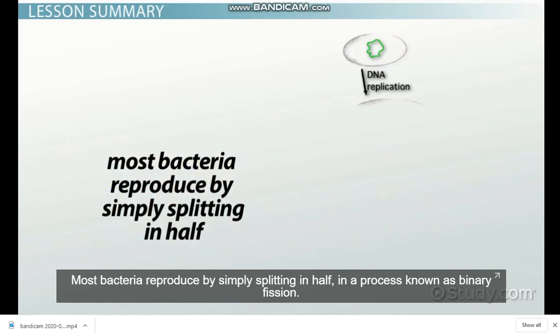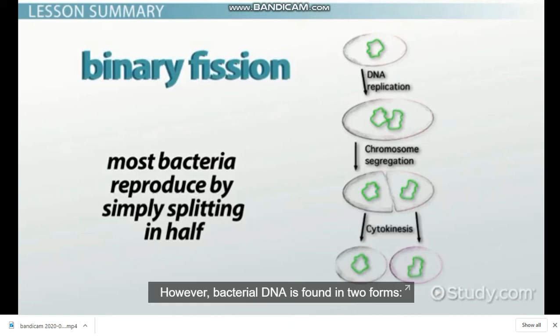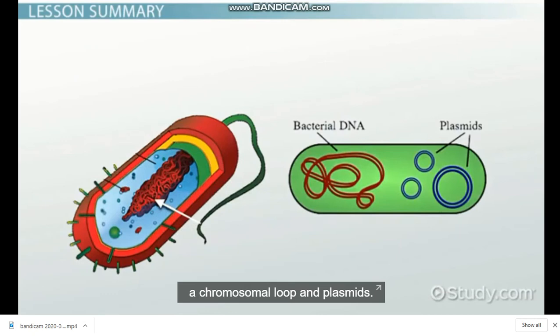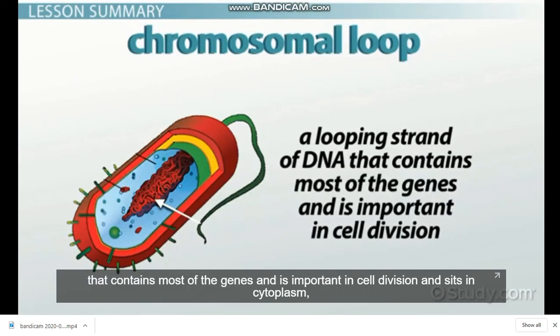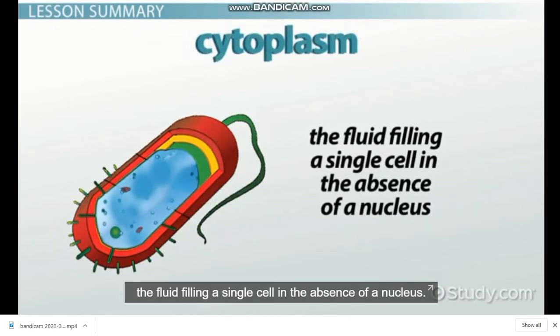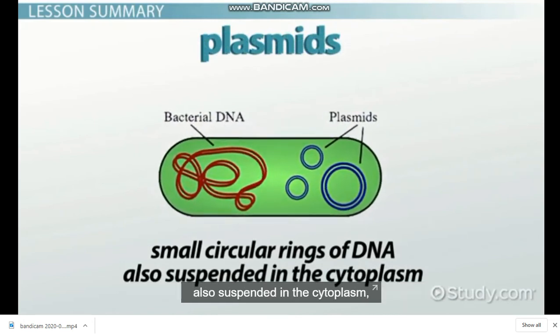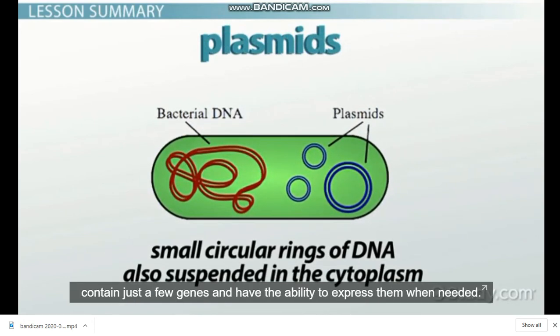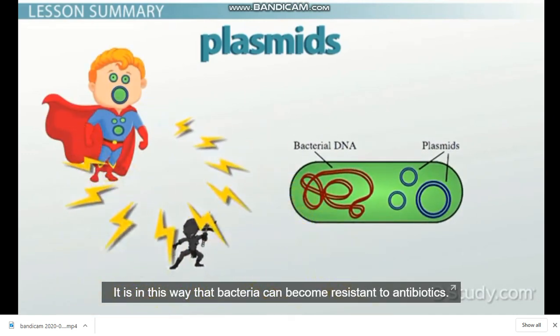Most bacteria reproduce by simply splitting in half, in a process known as binary fission. However, bacterial DNA is found in two forms, a chromosomal loop and plasmids. The chromosomal loop is a looping strand of DNA that contains most of the genes and is important in cell division and sits in cytoplasm, the fluid filling a single cell in the absence of a nucleus. The plasmids, which are small circular rings of DNA, also suspended in the cytoplasm, contain just a few genes and have the ability to express them when needed. It is in this way that bacteria can become resistant to antibiotics.